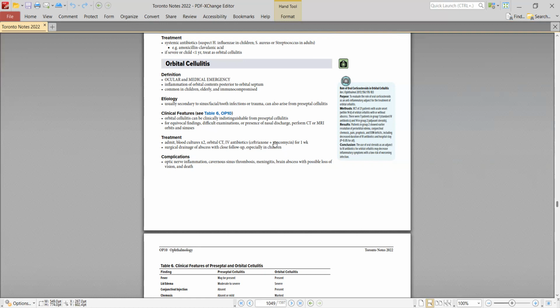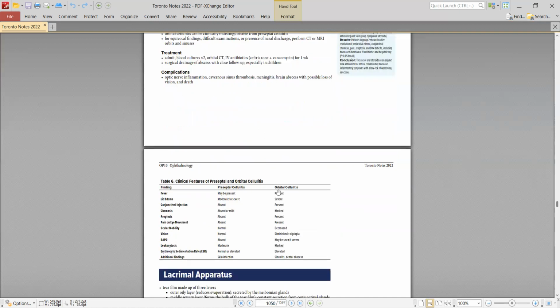So clinically, you can differentiate whether it is orbital cellulitis or preseptal cellulitis. In orbital cellulitis, what can you see? Everything is very, very severe here. In preseptal cellulitis, we saw only two clinical features, but here clinical features and two labs were elevated. In orbital cellulitis, you can see everything is severe.